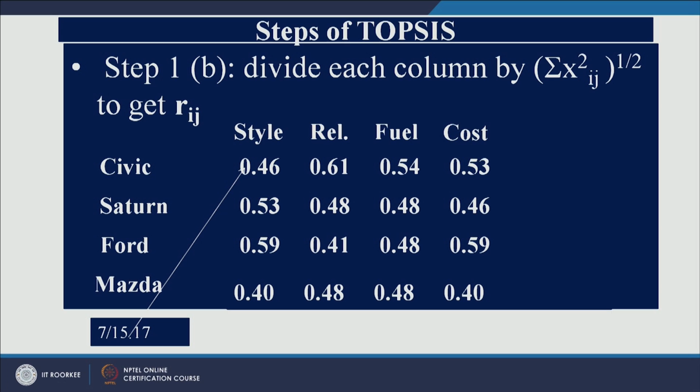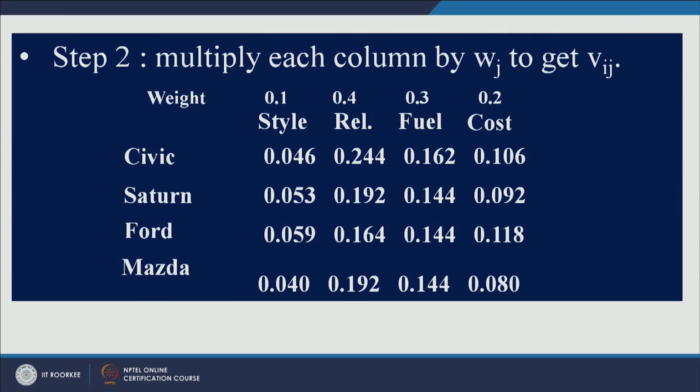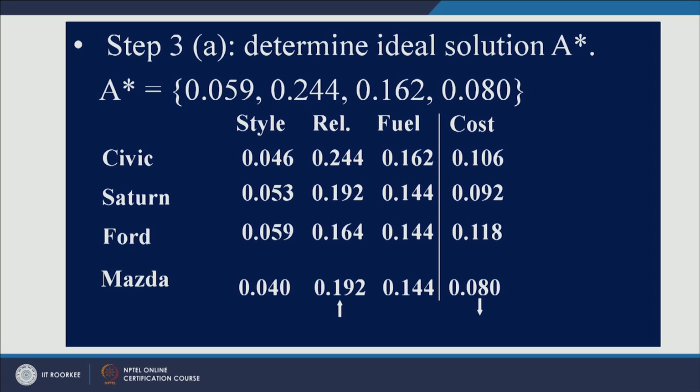Now, once you are done with this process, the next step is you need to get the weighted normalized matrix, right. So, just multiply the previous matrix by its weights. So, 0.1 is to be multiplied by 0.6, 0.4 by 0.246 and so on. So, this is how you would get your weighted normalized matrix. Once you are done with this, determine the ideal solution.